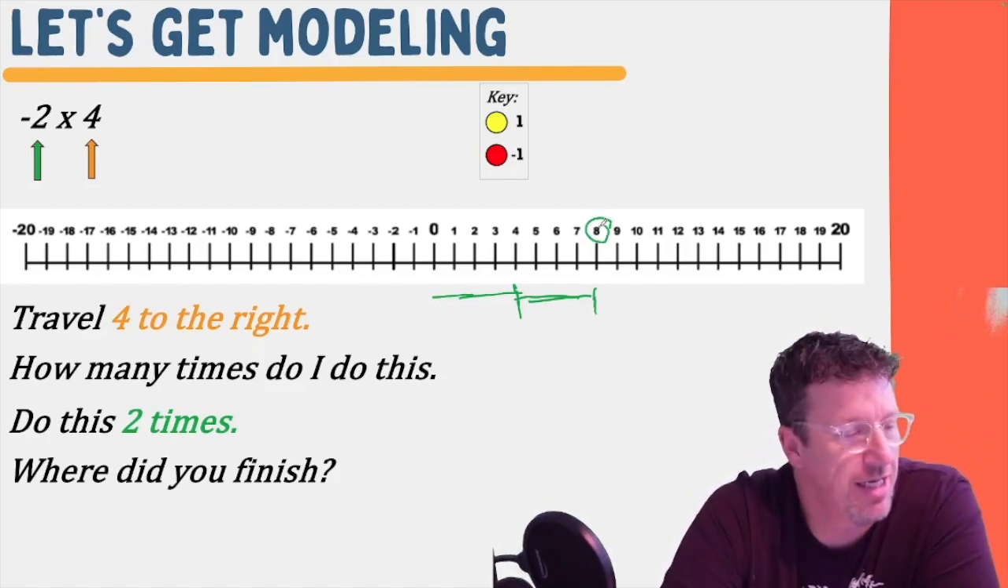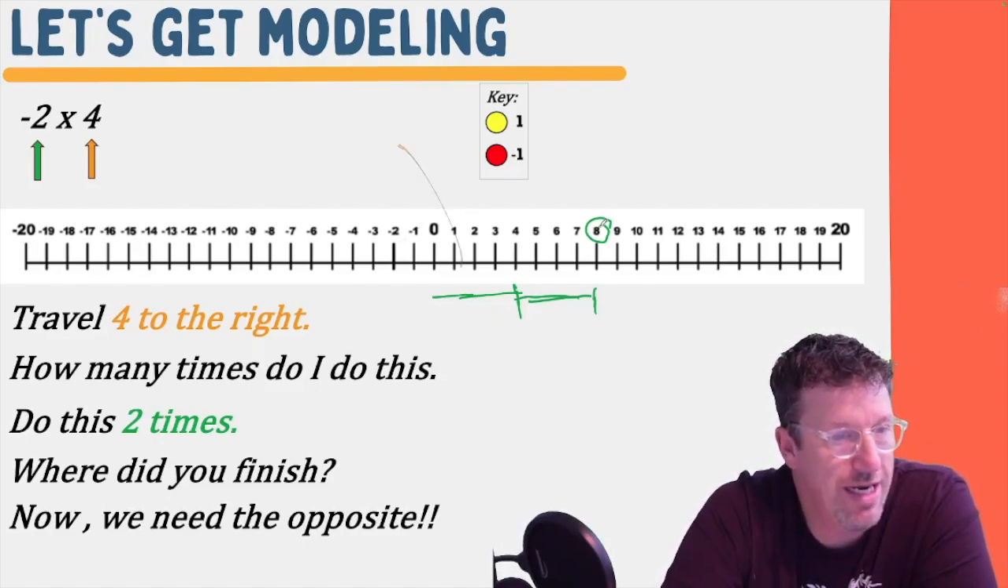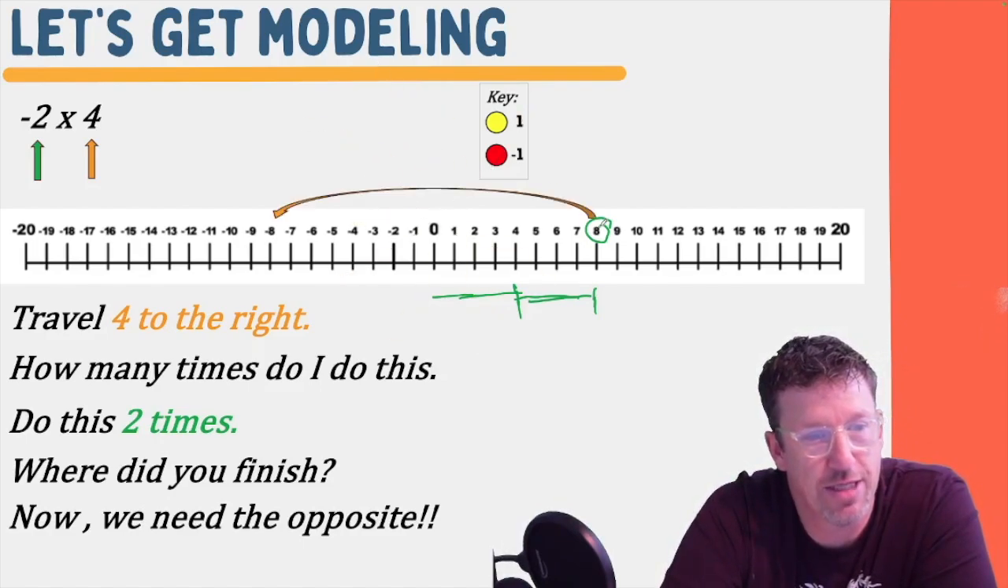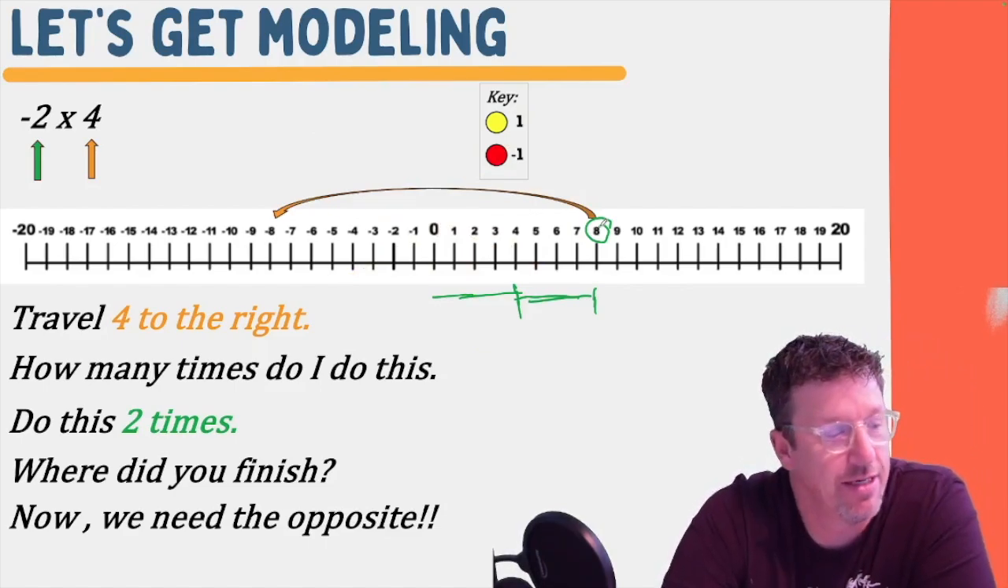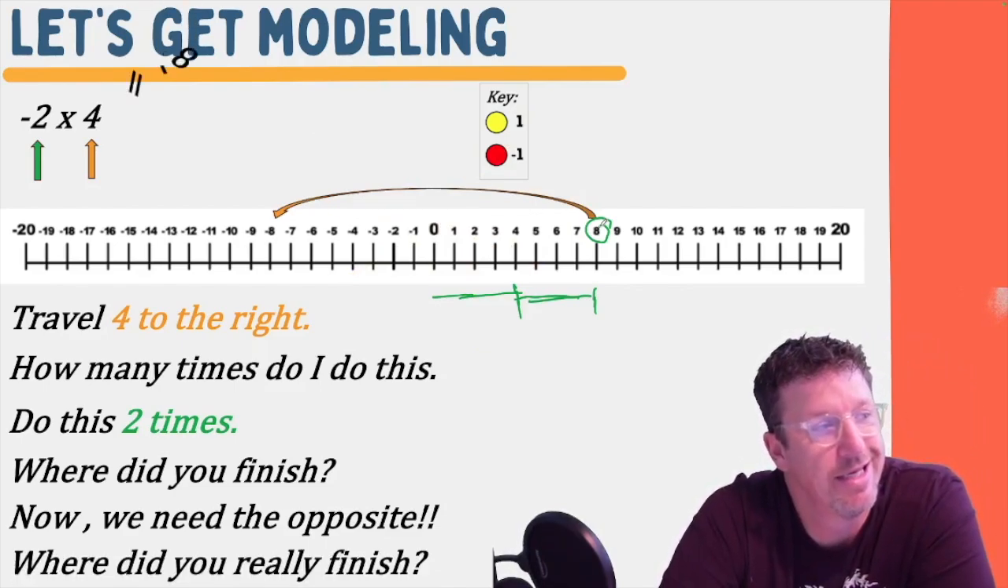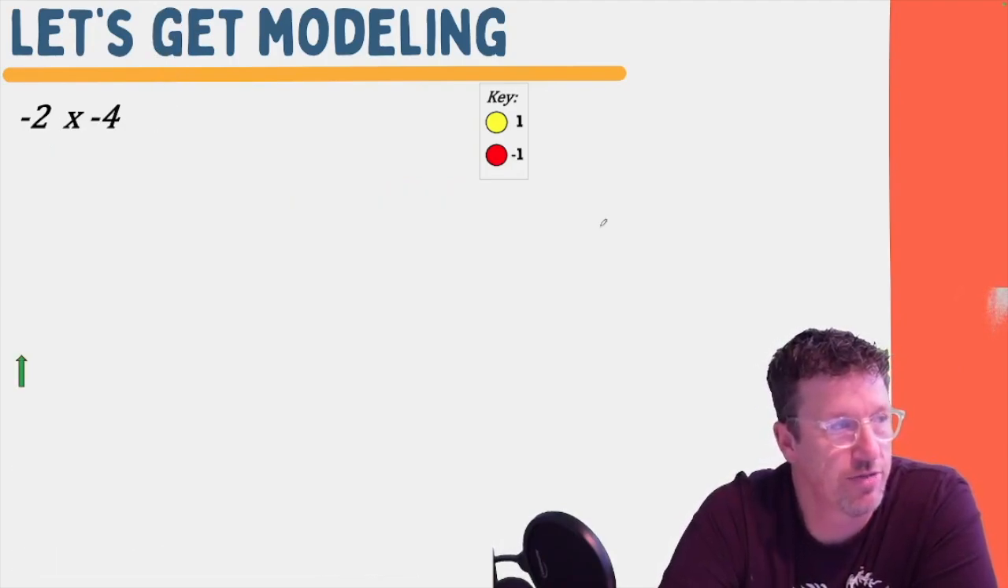Dun, dun, dun. No, it is not, because remember, we need the opposite. So we need to take that 8 and tell us what's the opposite. Well, that 8 turns into -8. The opposite of 8 is -8. So our answer is -8. I think you guys are getting it. Let's do one more just for fun.